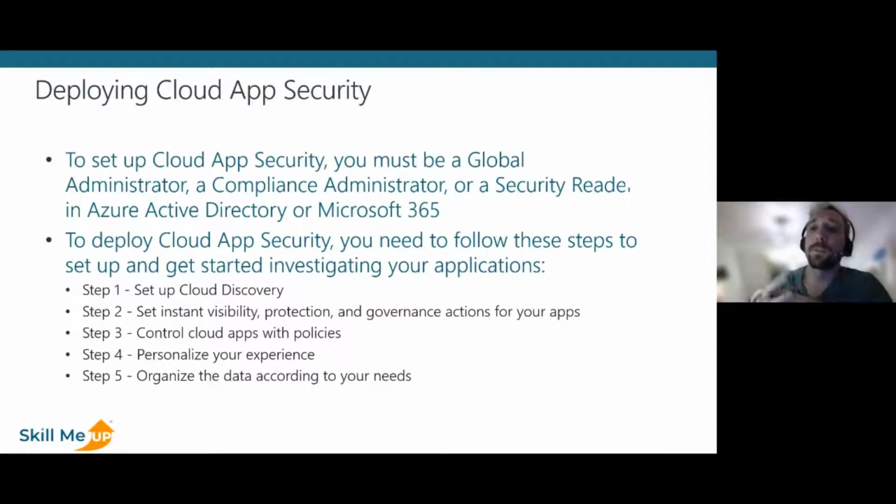To deploy Cloud App Security, you have some steps to follow. First, we will set up cloud discovery. Second step, instant visibility, protection, and governance actions for your apps. The third step, control the cloud apps with policies. So first we will, like I said, always work in phases. We will monitor, we will follow up, we will investigate, and then we will control with policies.